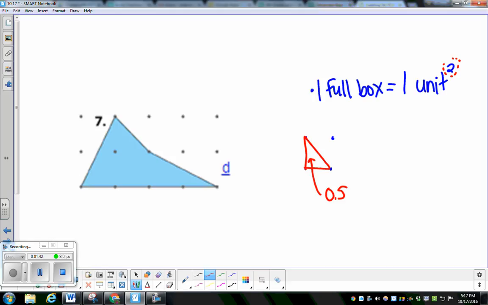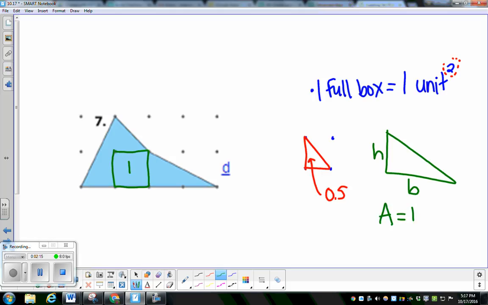So if you look at your shape, the first thing you want to do is find as many full boxes as you can. So in my blue shape, I only see 1 full box right here. So I know that is 1 unit. Now I have some triangles that I need to fill in for my other parts. Those are going to be a little more difficult. So we want to also keep in mind that if we have a right triangle, the area is the base times the height divided by 2. So the area of a triangle is base times height cut in half.